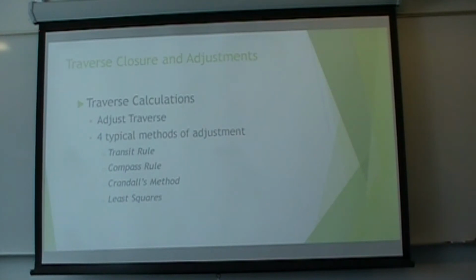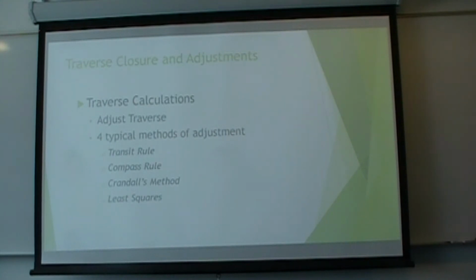So then there are different types of adjustments. Really only one of them is doable by hand, and so the only thing I would imagine they would ever reference by hand is the compass rule. Transit rule was the older style rule. You probably can't even find that in most surveying books anymore, but that was assuming that your angles were better than your distances. So when you did this adjustment, it threw most of your adjustment into the distance and less into the angle.